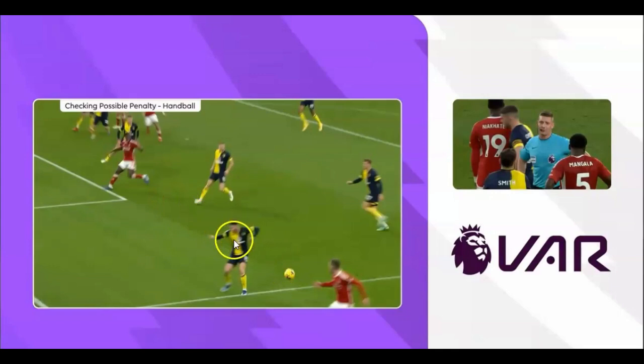I honestly think VAR were just taking the day off and decided, we're not going to be there for any of these decisions. That is a clear handball. Not given. We'll crack on.